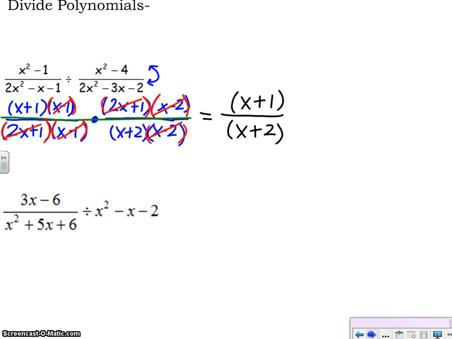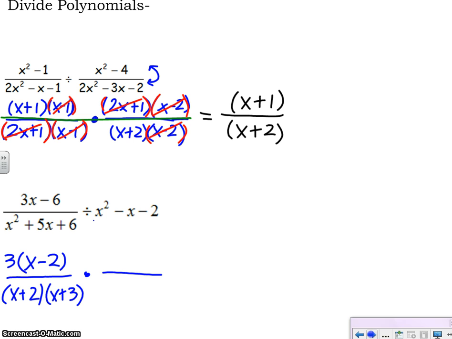Okay, let's go ahead and do the last one real quick here. And we're going to go ahead and we're going to factor. Again, we're factoring 3x minus 6, so we'll factor out our GCF of 3. We'll factor our denominator to x plus 2 times x plus 3. Remember, we're writing a multiplication problem. Since we had no denominator, 1 will be our denominator, and then we can flip that. And then our new denominator is x minus 2 times x plus 1.